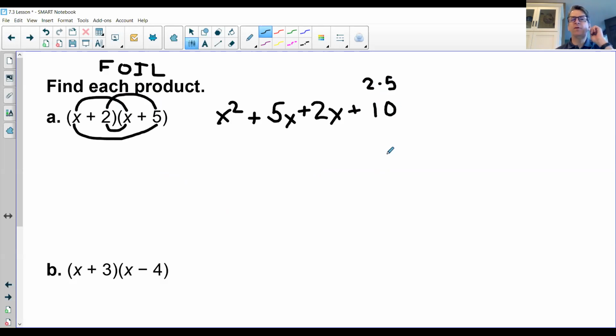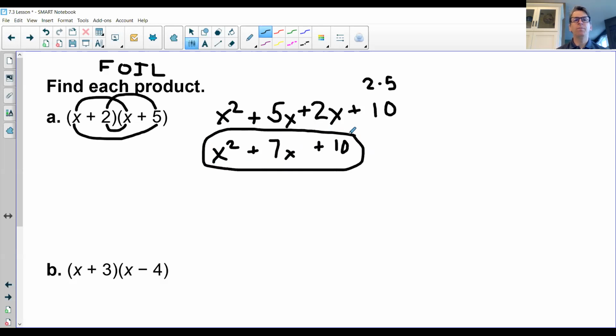Okay, so what ends up happening in this FOIL is you combine like terms. Your first term, x squared, stays the same. Then you combine the like terms, 5x and 2x, and you get 7x. And the 10 comes along, and you're done. First, outer, inner, last. FOIL. That was a great one to start with because everything's positive, okay? Everything's positive.